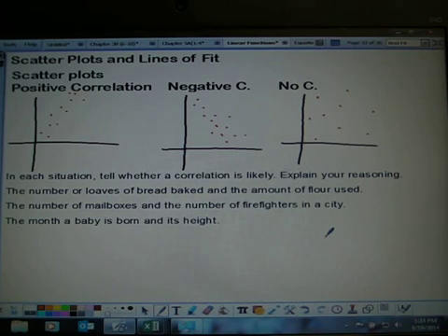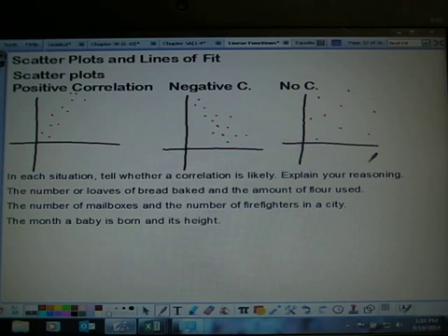In each situation, tell whether a correlation is likely. Sometimes that correlation is not likely, so we have a no correlation. If so, then we've got to explain our reasoning behind whether it's positive, negative, or no correlation.